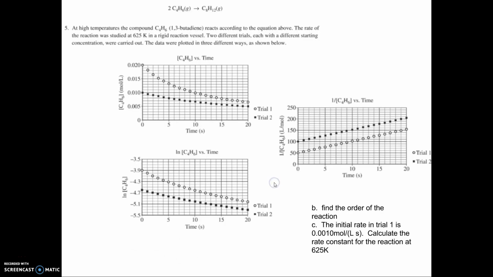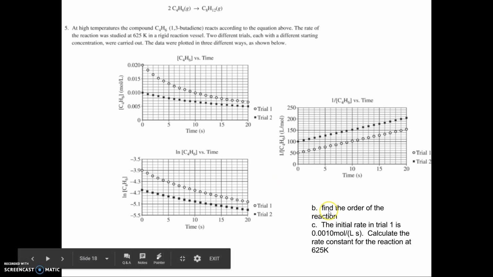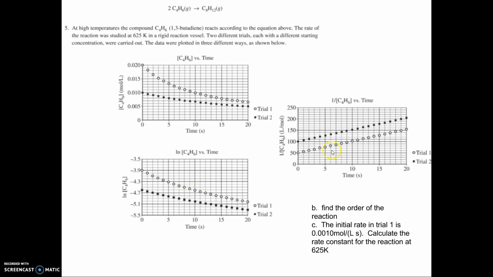Let me show it to you in the next one. I might run out of time. This is an AP question. My first part is find the order of the reaction. So I look at these graphs and I try to find the most linear one. That one is not linear. This one down here is a better linear one. This one is a linear reaction. Okay, now I look over here on the y. I see it's a 1 over something sort of thing.